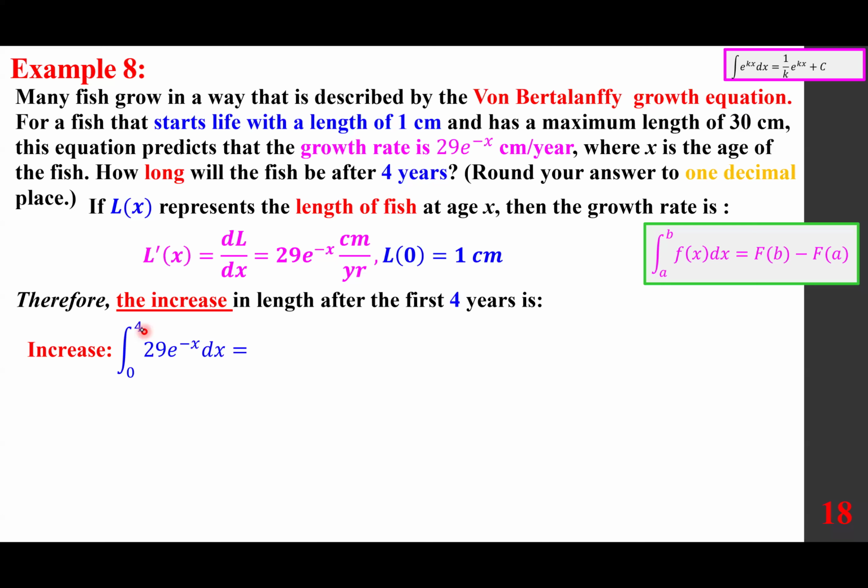The derivative and integration are the same because multiplying by -1 or dividing by -1 makes no difference. You get -29. Of course, you're dividing. And you plug in 4, you plug in 0, you can take the -29 out. E to the power of 0 is 1. We use a calculator times -29. So that's the amount of increase.